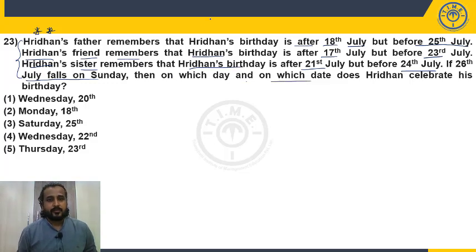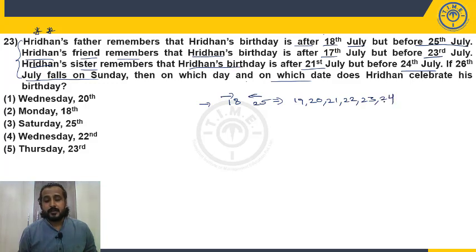So this is a question. So we have been given some clues to identify the birthday of Hridan. And also in that particular month, some date is given and the day is given. So we need to find out on which date and which day his birthday falls. Okay. Now what is the first clue? After 18th, before 25th. So what are the dates that I have as per his father? Hridan's father: 19, 20, 21, 22, 23, 24.